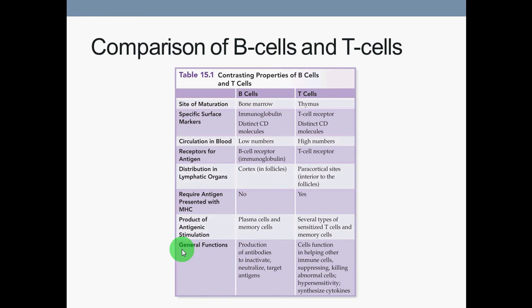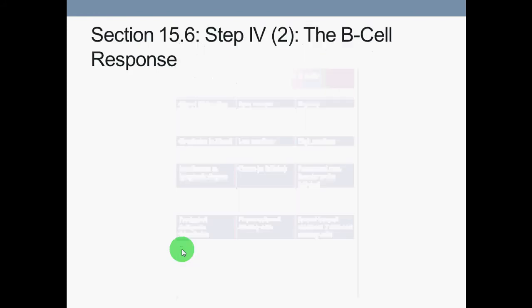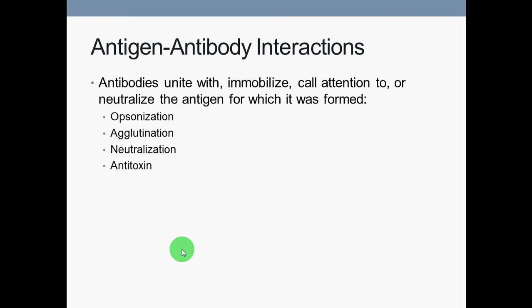This table right here is showing you differences between B cells and T cells. We already talked a little bit about the T cells, so the next thing we're going to do is talk about B cells and what they do. And the main thing that they do is make antibodies. So the important thing to get out of this next part is, what do antibodies do? So here we are, the B cell response.